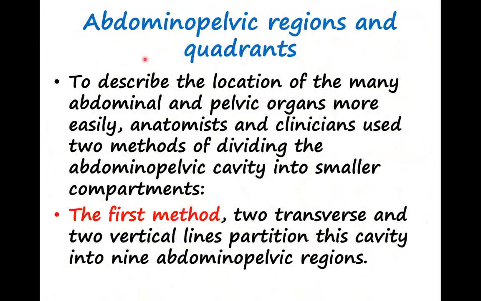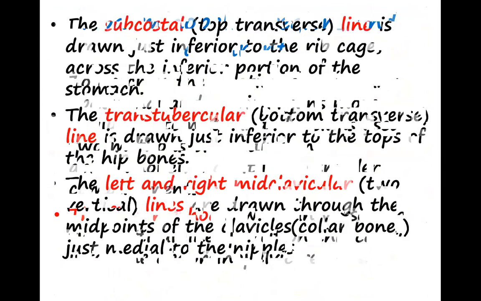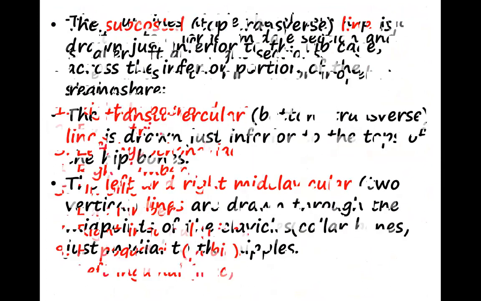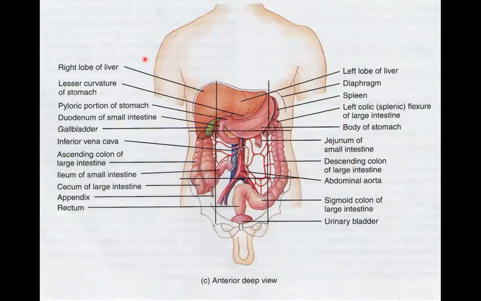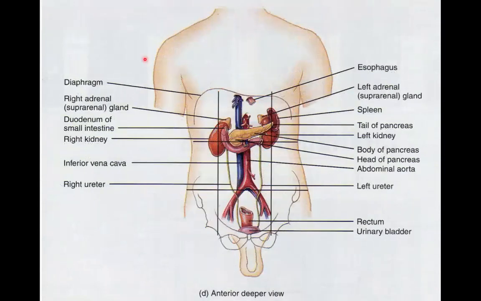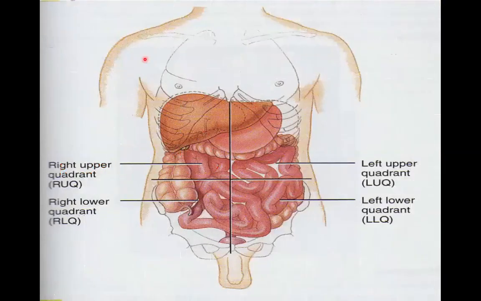The rest of the lecture I mentioned in our lab, where I explained in great detail the abdominopelvic regions with their quadrants. I talked about the first method, which divides into nine regions, and then about the second method, the surgical method, which divides into four regions.